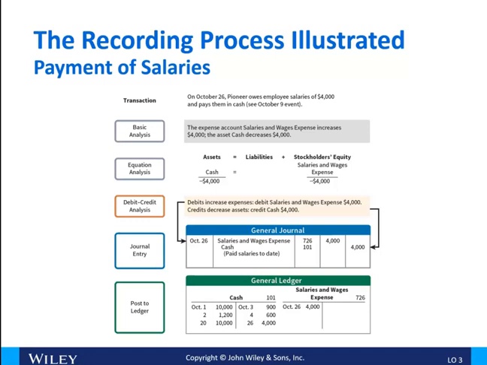Okay, so if we increase salaries and wages expense, that's actually a decrease to stockholders' equity, but it's an increase to the expense account, so we're going to debit the expense account. We paid cash, we're going to reduce cash. We reduce cash, we reduce assets with a credit. So we're going to debit salaries and wage expense for $4,000, credit cash $4,000 to pay for the salaries. Okay, and then we can post that to the ledger.